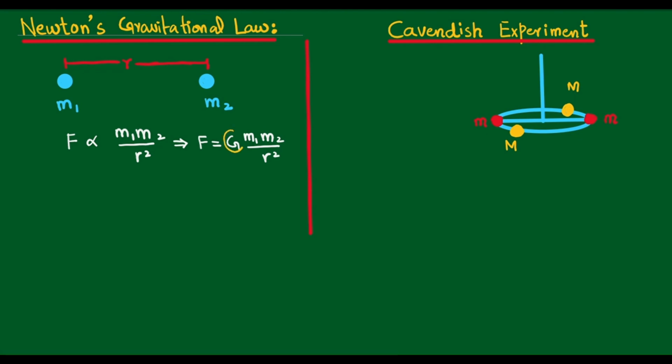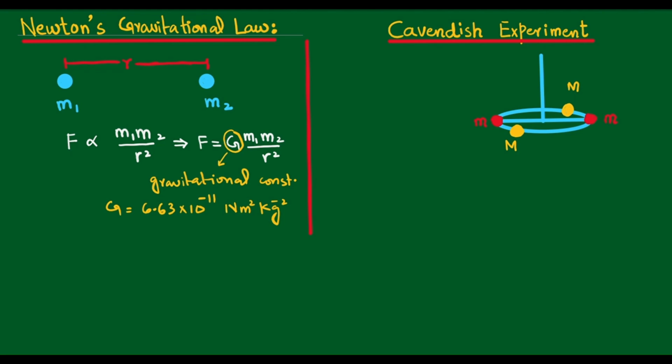capital G is a proportionality constant, which is called the gravitational constant. And its value is 6.67 into 10 raised to power minus 11 Newton meter square per kilogram square. And this is the magnitude of force between m1 and m2.